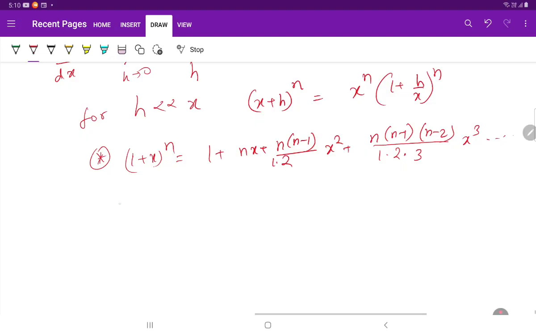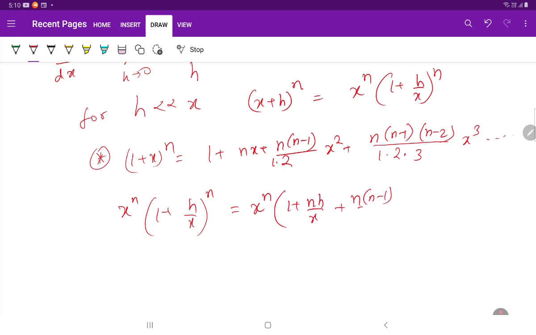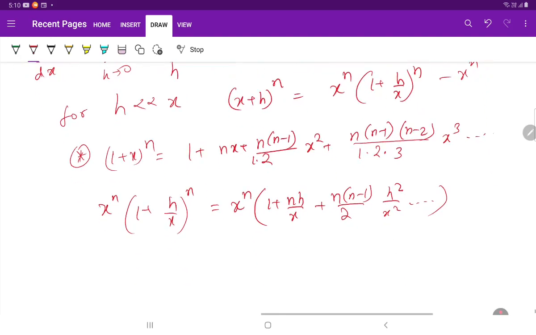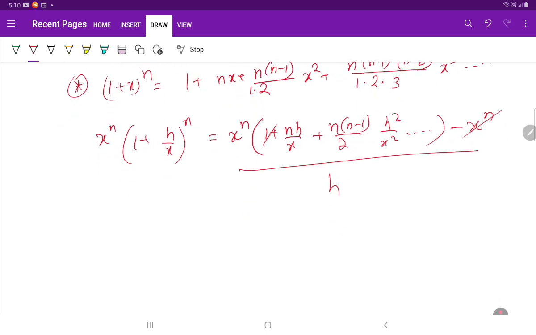So I can write x to the power n into (1 + h/x) to the power n as x to the power n into [1 + nh/x + n(n-1)/2 · h²/x², and so on]. Now this expression is subtracted from x to the power n, so minus x to the power n, by h, cancelling one x to the power n.